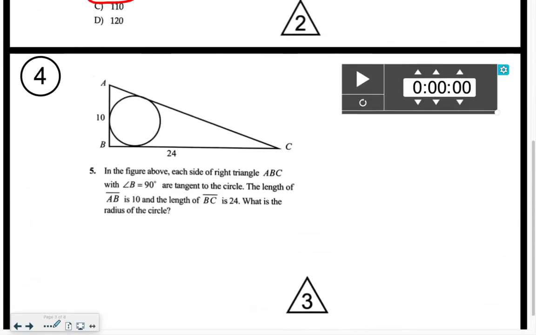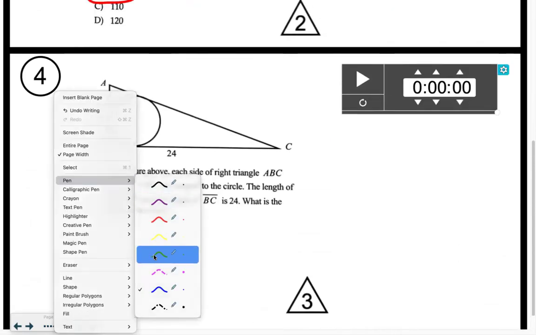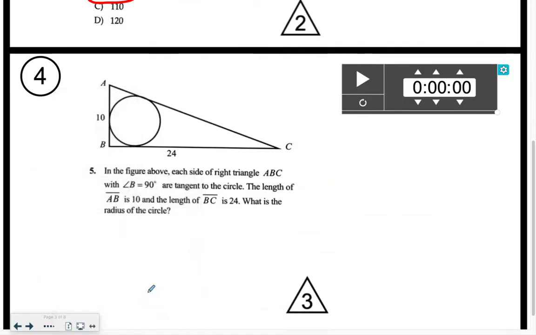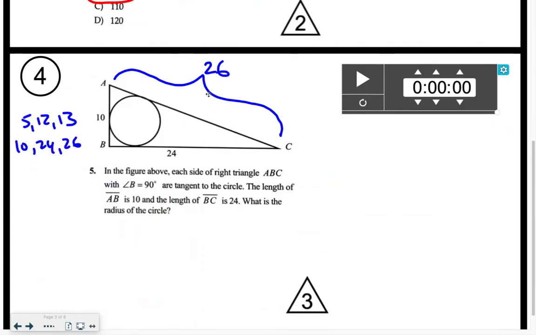Okay, number 4. This one is, I think, very challenging. So the first thing I'm going to do to try to save a little bit of time is, I do need the hypotenuse, but instead of doing Pythagorean theorem, hopefully we see that it is just a 5, 12, 13 triangle. That is a common Pythagorean triple, but I'm just doubling it. So 5, 12, 13 becomes 10, 24, 26. So the hypotenuse is 26.